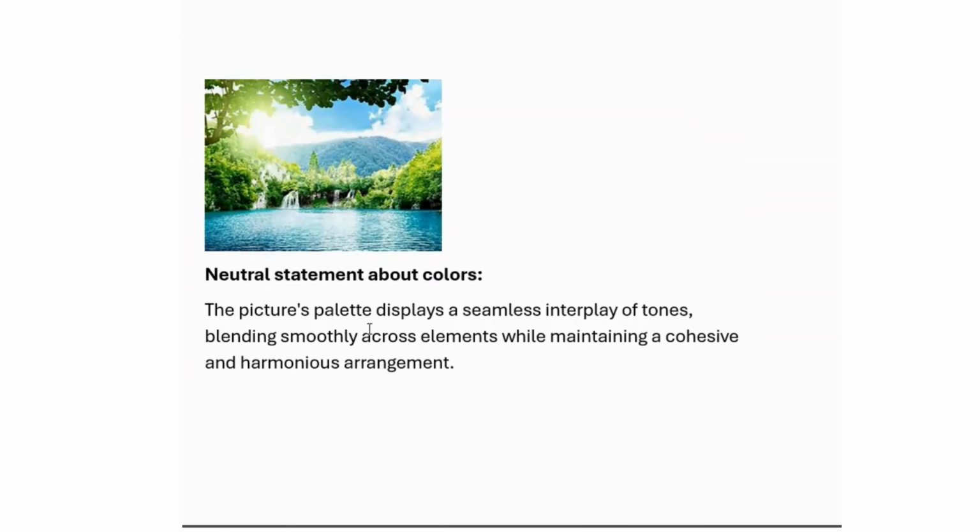So you can simply describe the colors this way. The picture's palette displays a seamless interplay of tones, like different shades, blending smoothly across elements while maintaining a cohesive and harmonious arrangement. All you're saying in this sentence is that all the colors go really well together, but you are using advanced expressions. So if you don't really understand whether the colors are bright, or you want to say pastel, simply you can use this sentence. Moving on.